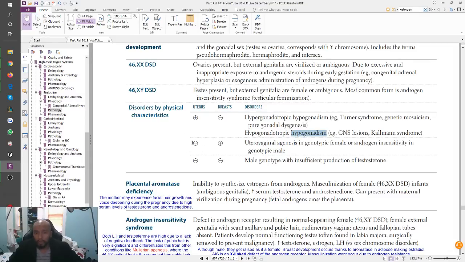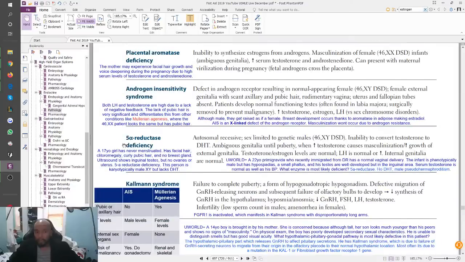If you do not have a uterus, but you do have breasts, it's uterovaginal agenesis in a genotypic female, or androgen insensitivity syndrome in a genotypic male. It could be either one of those, so you would have to check their genotype. Are they XX? Are they XY? If it is an XX patient with no uterus, it could be Mullerian agenesis, for example. And if it's an XY patient with breasts, that could be androgen insensitivity syndrome. If you don't have a uterus or breasts, that should be a male, so male genotype with insufficient production of testosterone. Pretty straightforward stuff. None of this is very confounding. It should totally make sense.